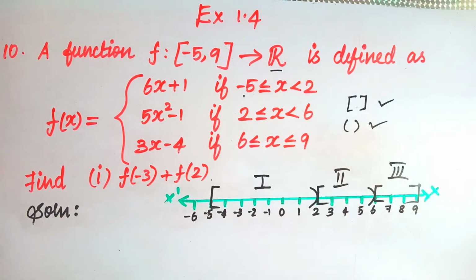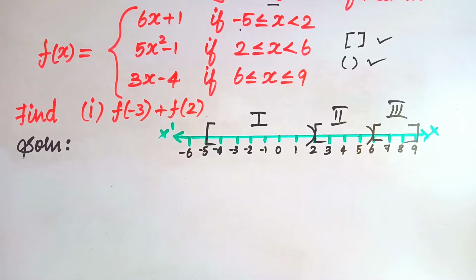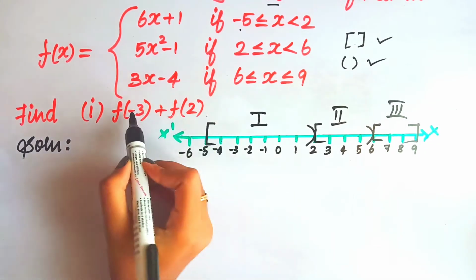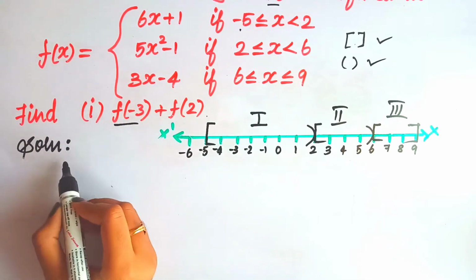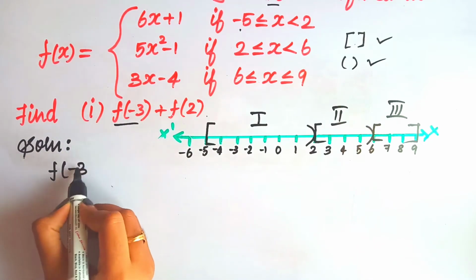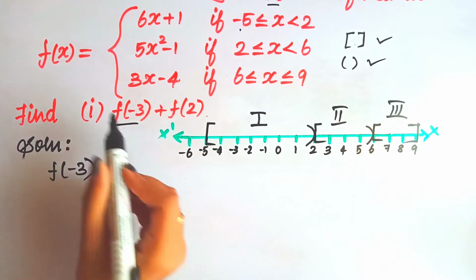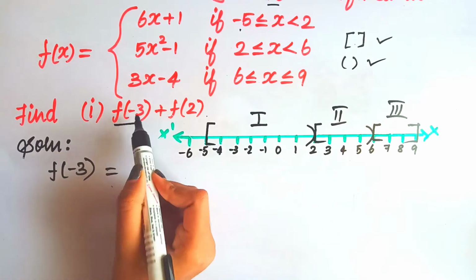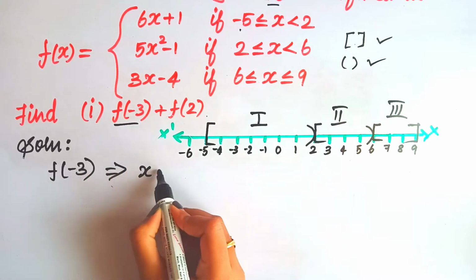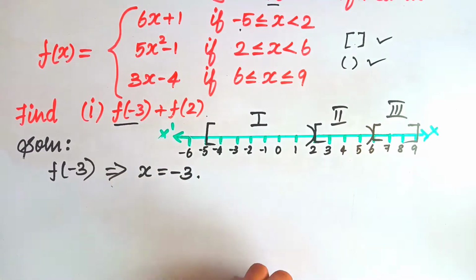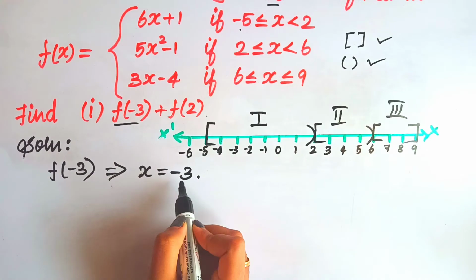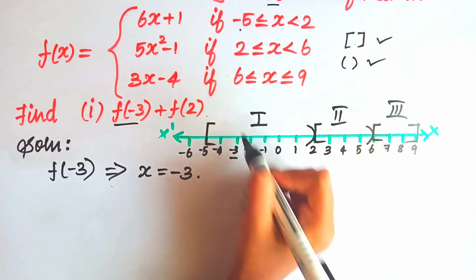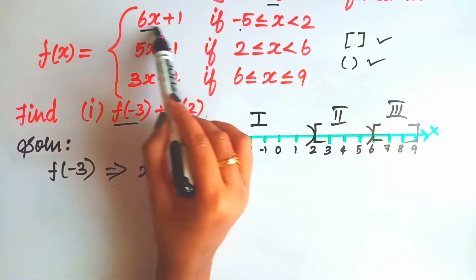So let's get into the sum. In the question they have given f of -3 plus f of 2. For that, first let's find f of -3. So in the place of x in f of x, we have -3 here. So we can say that x is equal to -3, right? Now we have to find -3 in this number line. It's here, on the first interval, so we have to take the first function.